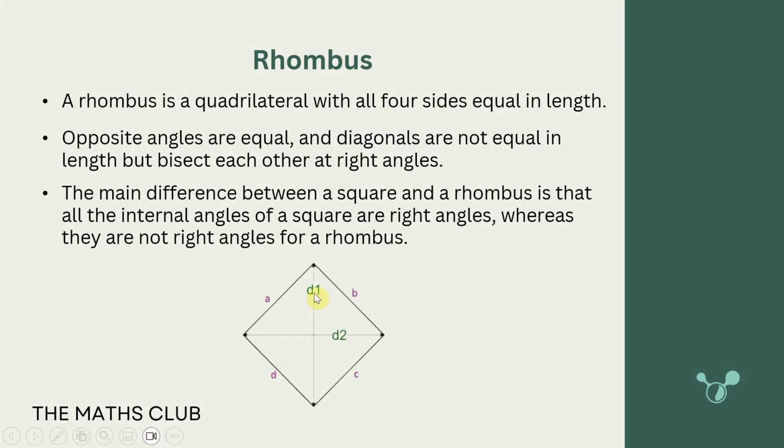So this is an example of a rhombus. This angle here will be the same as this angle here, and this angle here will be the same as this angle here, and these are the sides A, B, C, D, which are all equal in length, and these are the diagonals. This diagonal is not the same in length as this diagonal, but from here to here is the same as from here to here, and from here to here is the same as from here to here, because where they intersect, they bisect each other at right angles.